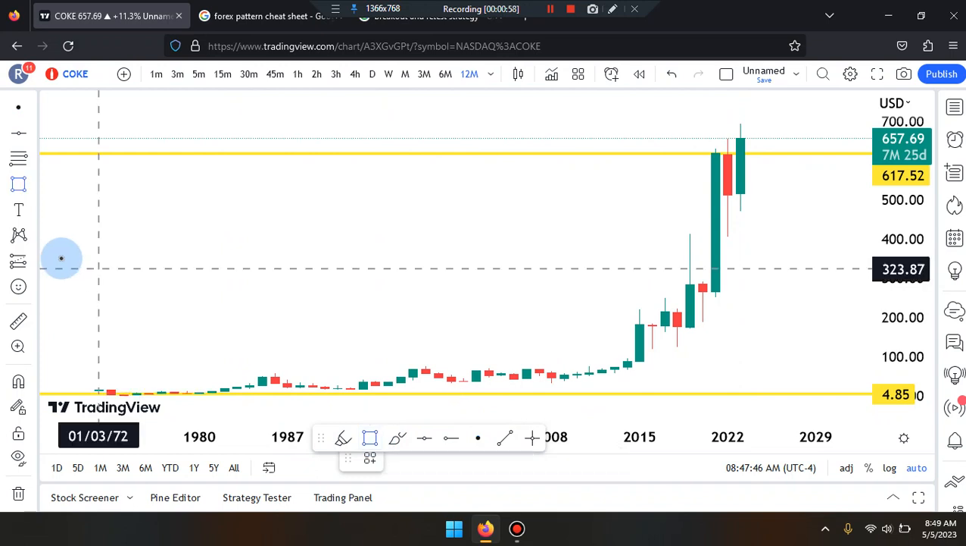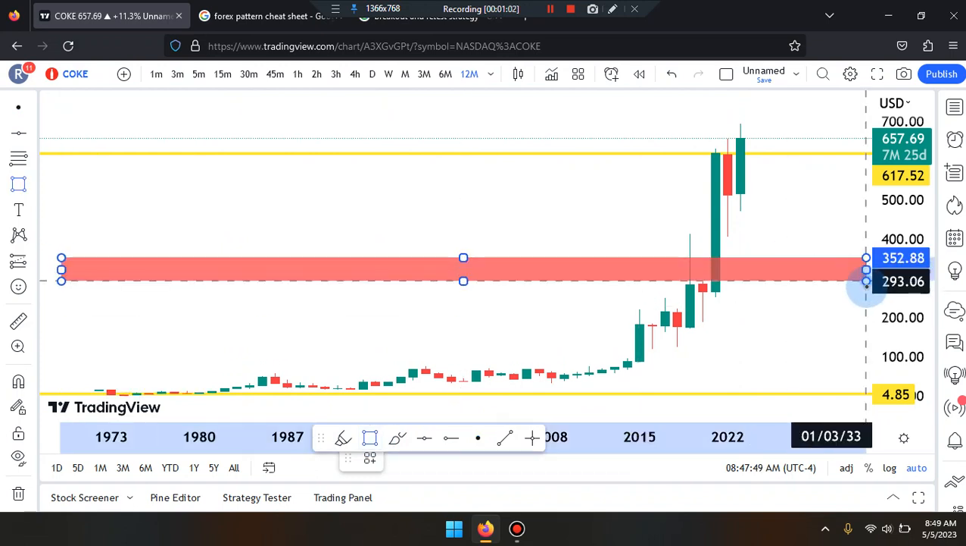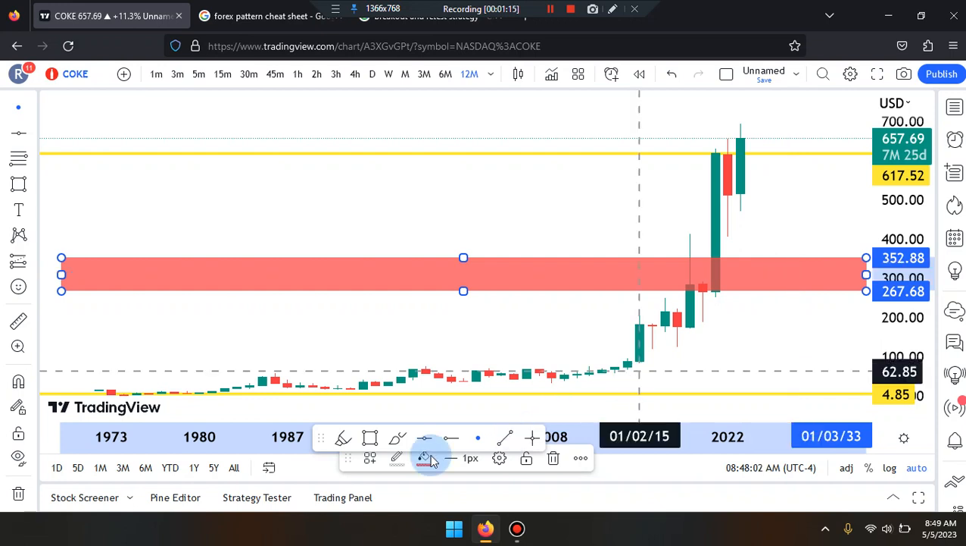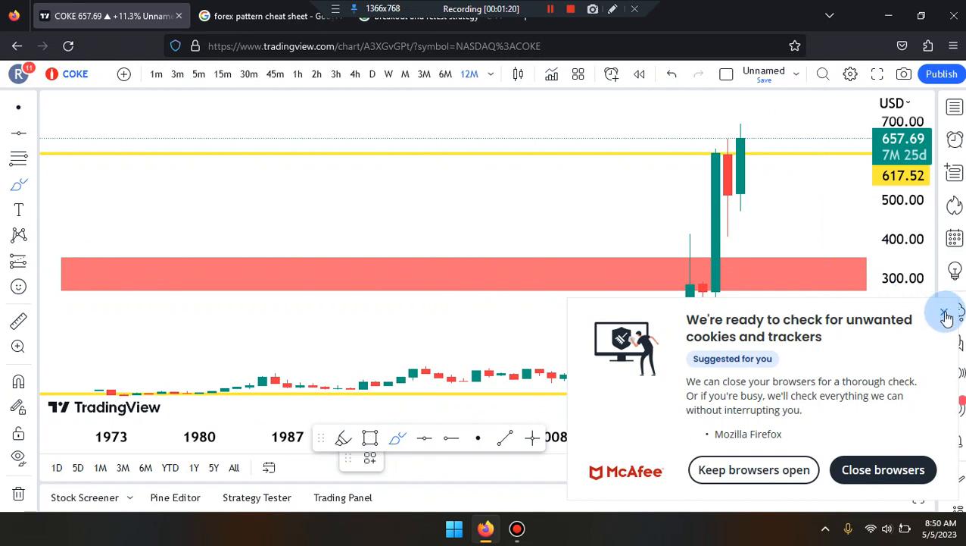And we're also going to add the midpoint right in the middle. So that will be near the area of 314.81. So let's take a look at what's happening in the market.